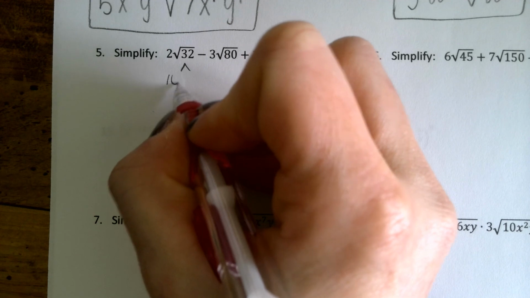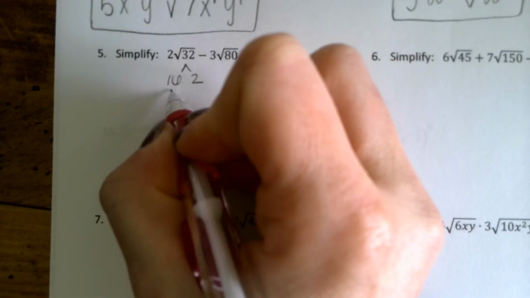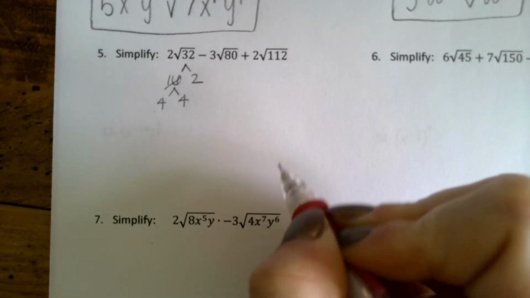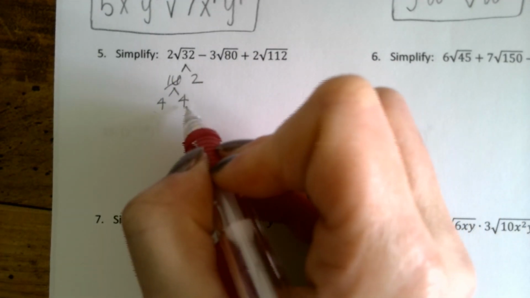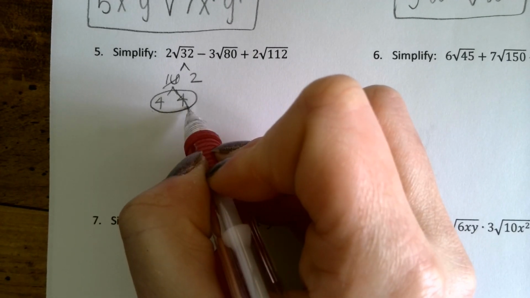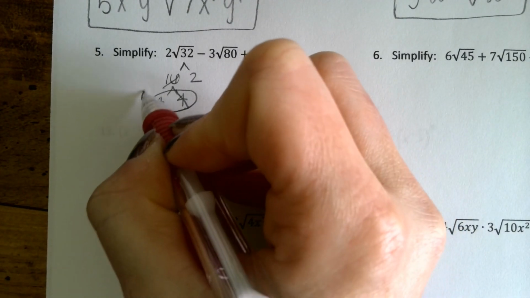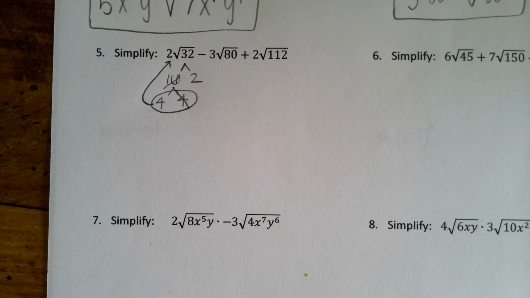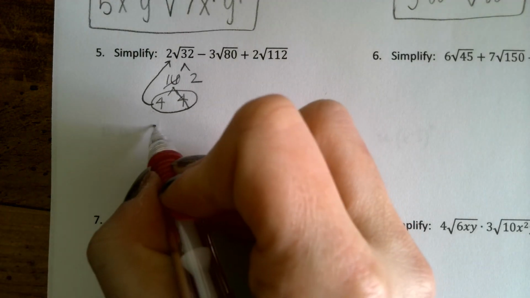32 can be broken up into 16 and 2. 16 can break up into 4 and 4. And since my index is just a 2, I'm going to stop here and group my 4's together. One of them crosses off. And then this other 4 is going to be jumping on the outside. There's already a 2 out there, so they're going to multiply together. 4 times 2 gives me 8.